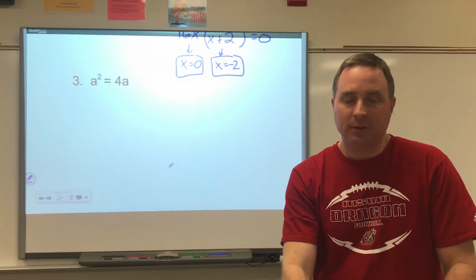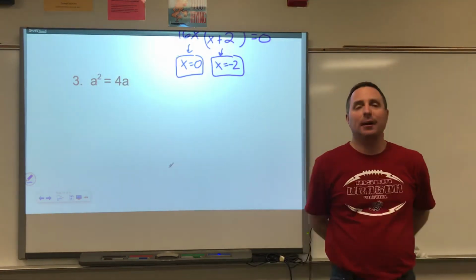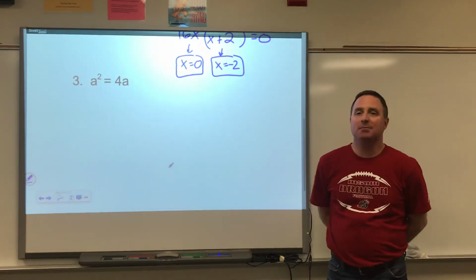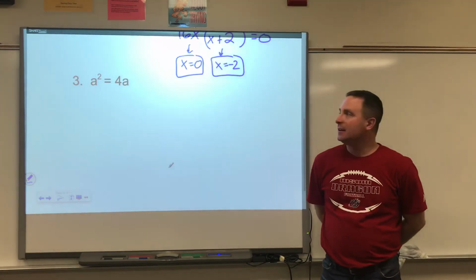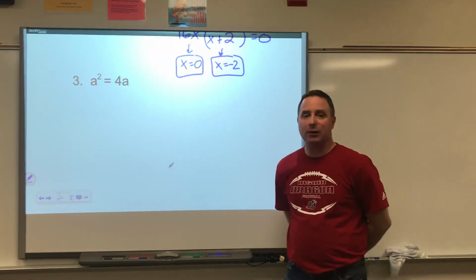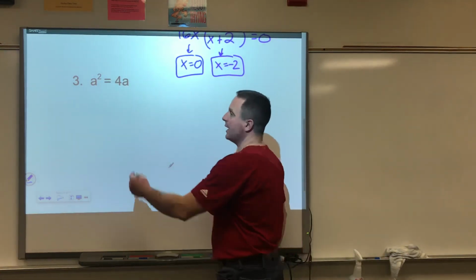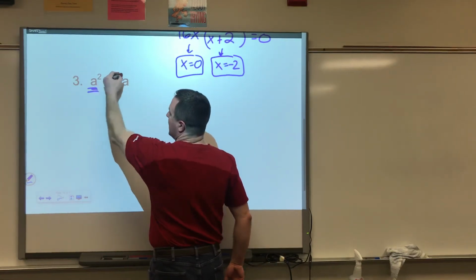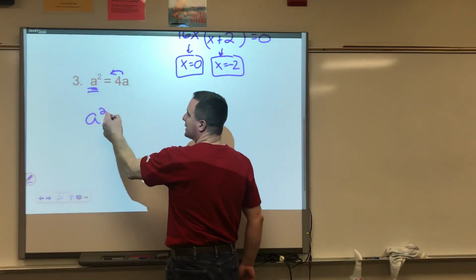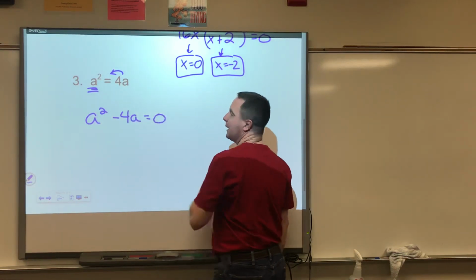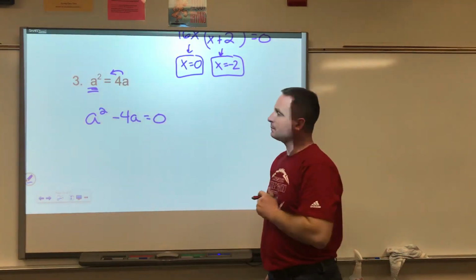Okay, all right, here's the last one for the day. See if you can take a second and try this one by yourself. Maybe you can push pause and then unpause when you're done. Ready, set, go. Okay. All right, hopefully you tried it. Let's give it a whirl. Well, I need to get a 0 on one side. The squared term is on the left, so I'm going to move the 4a over to the left, so that my a squared stays positive. And I'm going to subtract 4a.